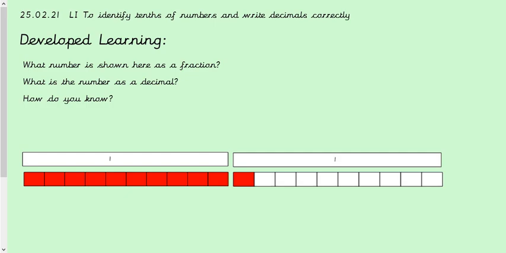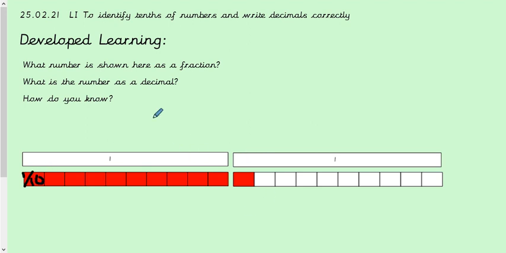What number is shown here as a fraction or as a decimal, and how do we know? So go back to fraction strips, which is what we used before the half term. You can see that this is the same as a whole, and it's been split into 1, 2, 3, 4, 5, 6, 7, 8, 9, 10 tenths. So these are tenths, and we know that 10 tenths equals a whole.